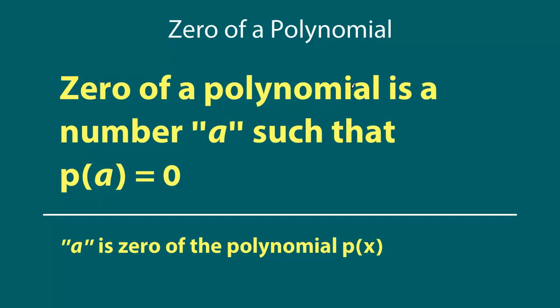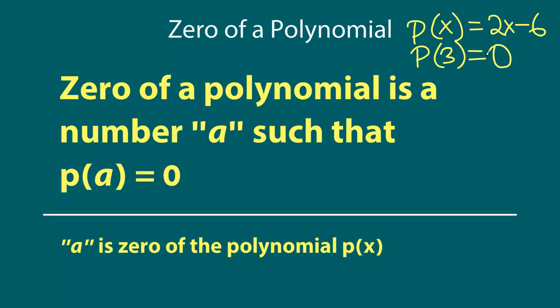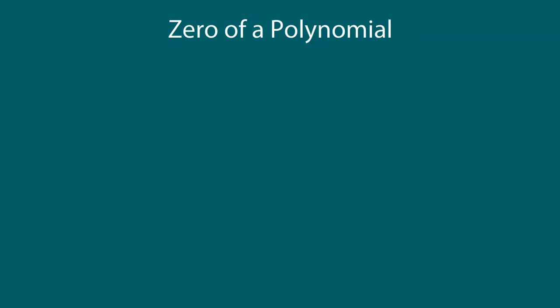So what happens is we say that a is the 0 of the polynomial. So in our example, our polynomial was defined as p(x) equals 2x minus 6, and we saw that at x equals 3, the polynomial became 0. So here a is 3. So then we say 3 is the 0 of this particular polynomial. So let's take maybe one more example.